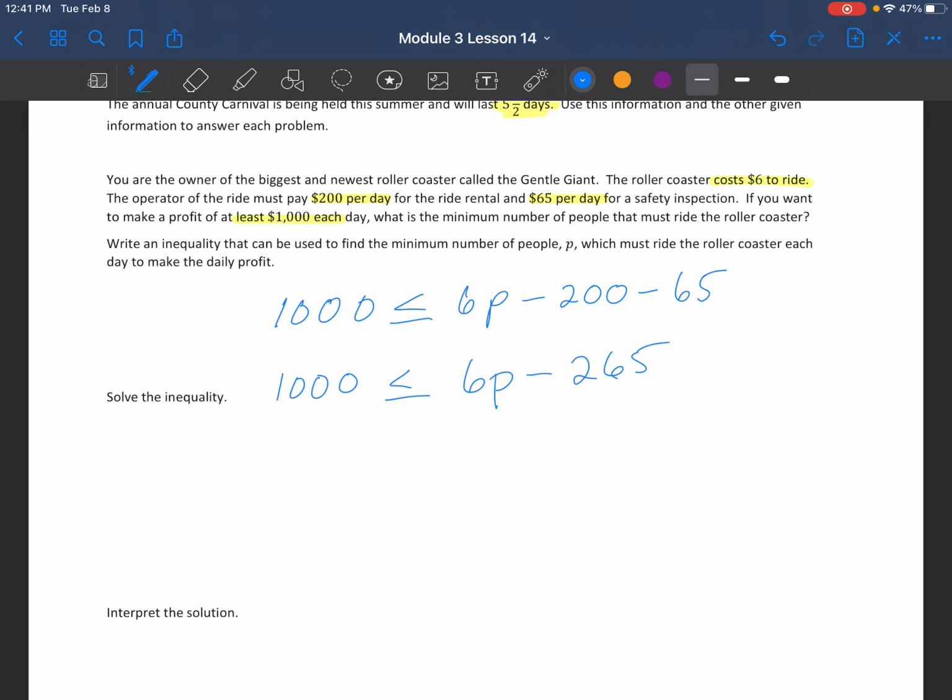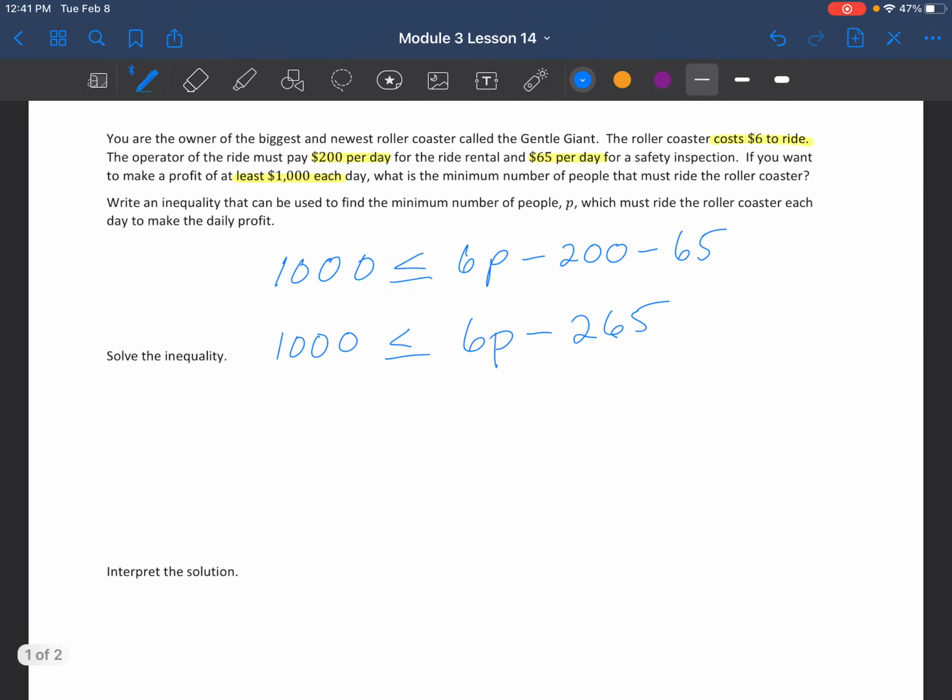So we're just going to keep going down here. I'm going to combine some like terms. So I've got 1,000 is less than or equal to 6P minus 265, because they're both negative numbers. Now, again, remember we solved an inequality very similar to the way we solved an equation. So I want to get P all by itself. Because I'm subtracting 265, if I add 265 to both sides, then I end up with 1,265 less than or equal to 6P.